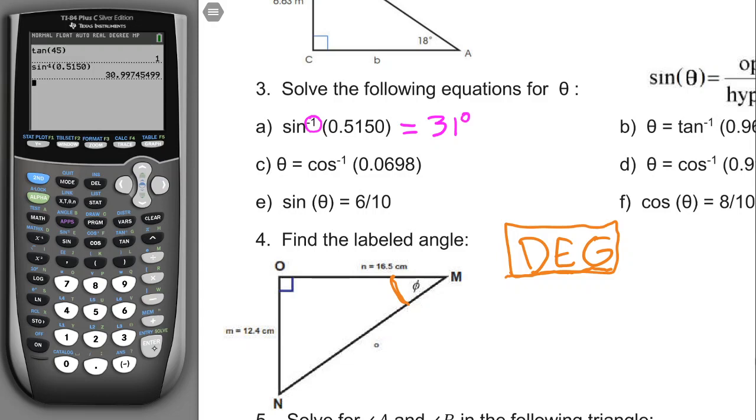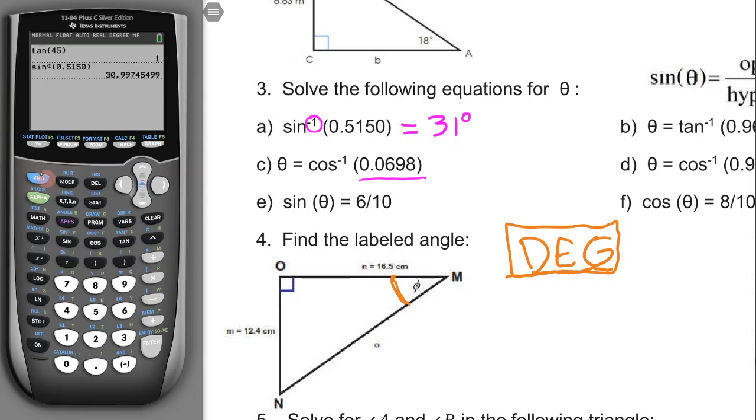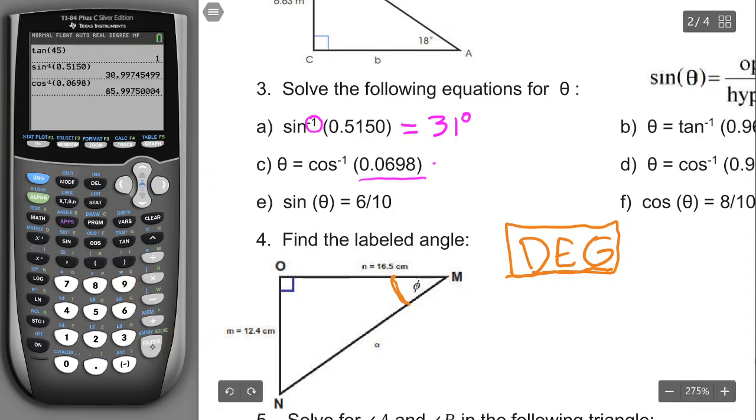Let's do cos inverse of 0.0698. So pause, make sure you can do this, and then come back in a sec. Okay, so if you did that correctly, you should have done second cos and put in 0.0698, and it gives us 85.99, which rounds to 86 degrees.